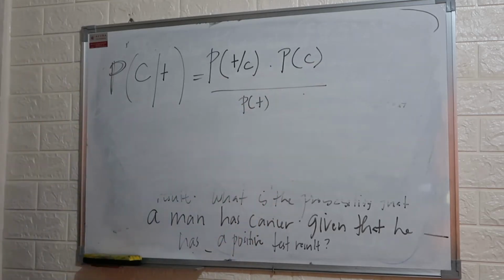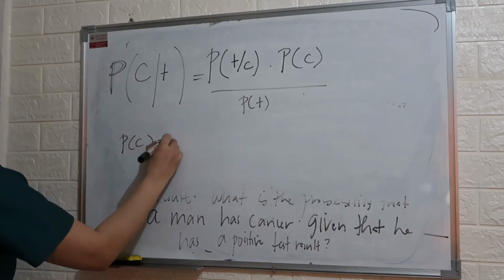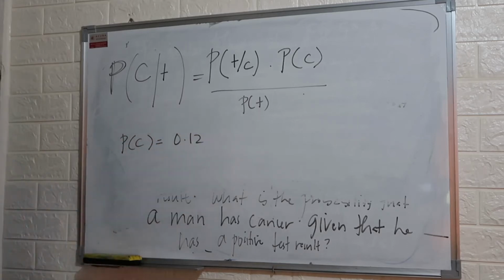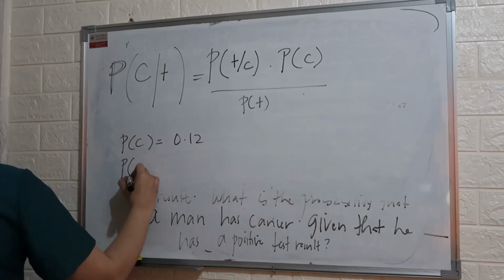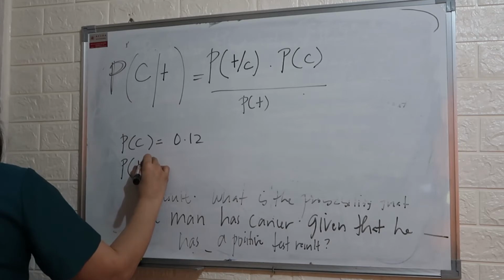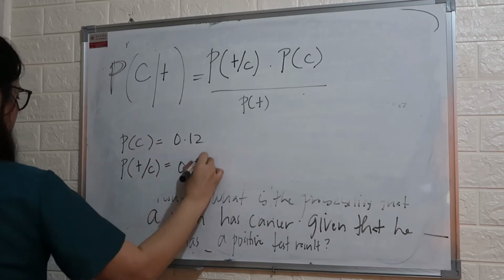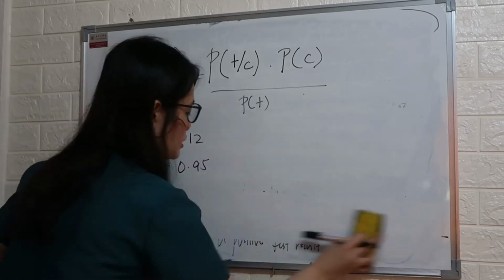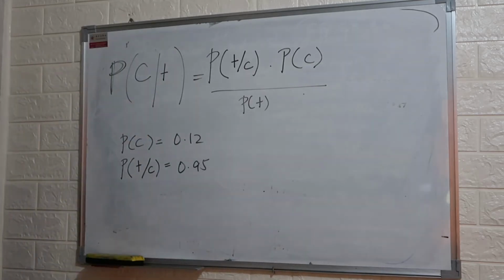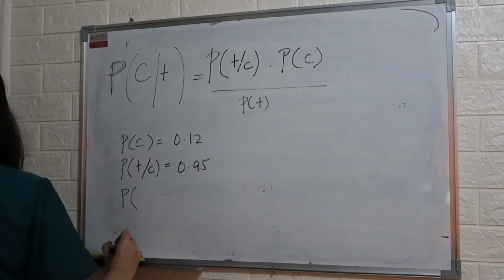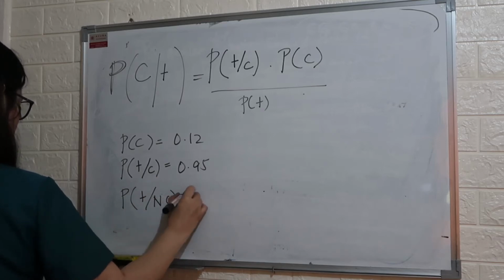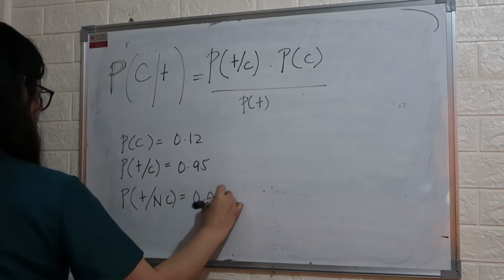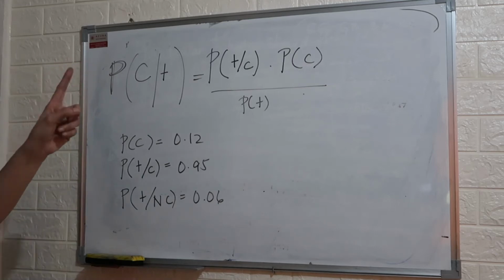So before that, we need to identify what is the probability of getting cancer. That will be 0.12, according to the problem. How do you get that? There are 12% of men. So 0.12. And then the probability of getting a positive result and has a cancer, that will be 0.95. And then the probability of getting the positive result, but he has no cancer, that will be 0.06. That's according to the problem.